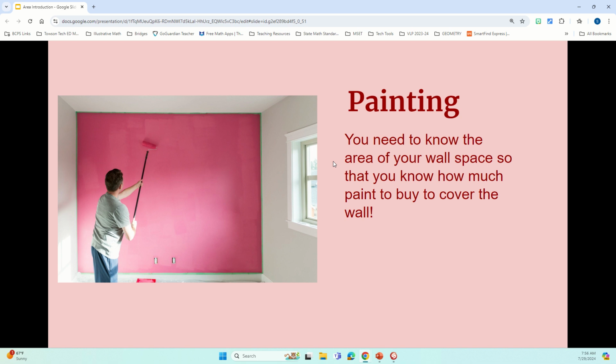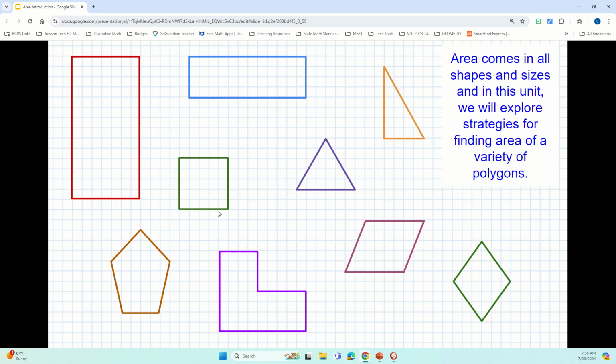Painting a new wall in your house? Well, this is area. I need to know how much paint is going to cover the area of my wall, so I'll need to measure to make sure I buy enough paint. So area does come in all shapes and sizes, and in this unit we're going to explore strategies for finding area of a variety of polygons.